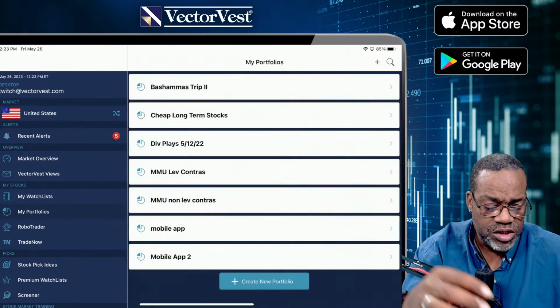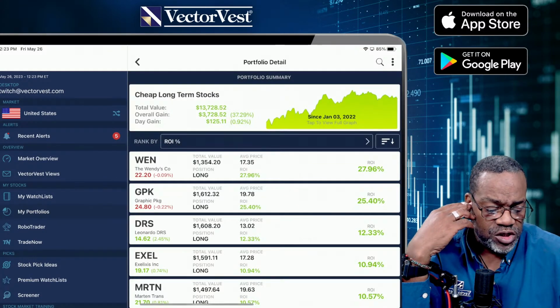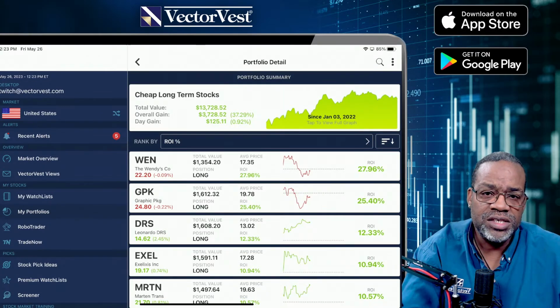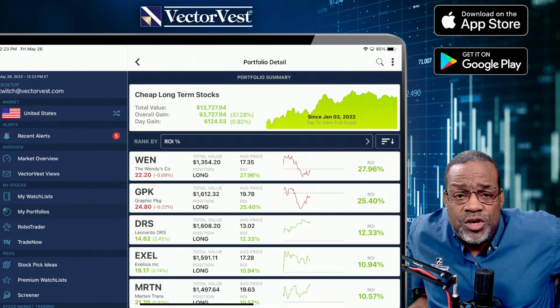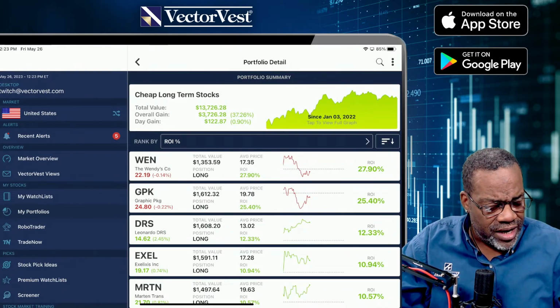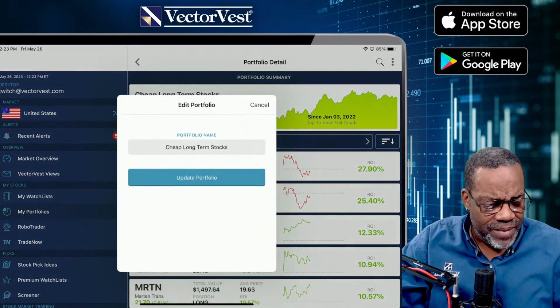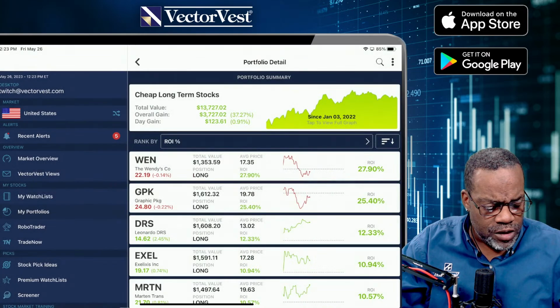All right, so you want to see the cheap long-term stocks. This came from a search. This portfolio since January 3rd of 2022, so almost a year and a half, is up 37%. This comes from a search that is in the VectorVest 7. If you want to see that search, I've got to open it up for you. Actually, hold on, edit portfolio. I may have to show it to you in a live stream.